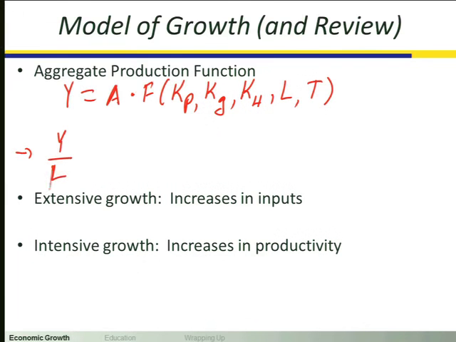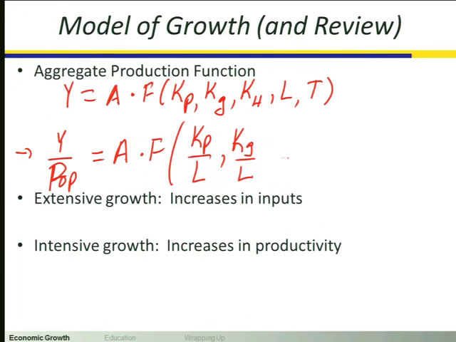Actually, let's transform it into output per person. Change my mind, I'm running out of space. We'll transform it into output per person, Y over P, and that's going to be equal to the same A, total factor productivity, times some function that combines private capital per labor, K_P over L, government capital per worker, human capital per worker, land per worker, and the labor force participation rate, or labor force divided by population.